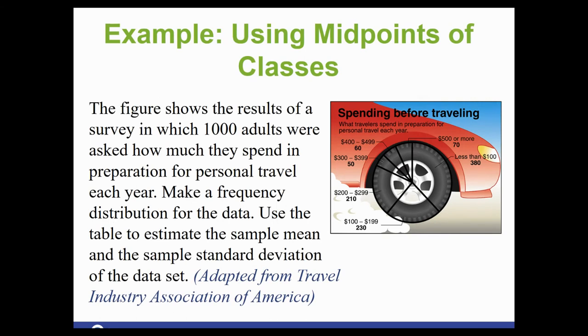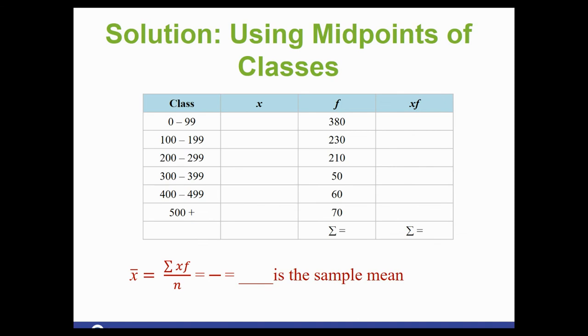So here's our example. The figure shows the results of a survey in which 1,000 adults were asked how much they spent in preparation for personal travel each year. Make a frequency distribution for the data. Use the table to estimate the sample mean and the sample standard deviation of the data set. So we have a bunch of intervals, like 400 to 499, and then the frequency with it, 300 to 399 and the frequency. We're going to take all of that information and put it into a chart. So we have our classes filled in and we have our frequencies.